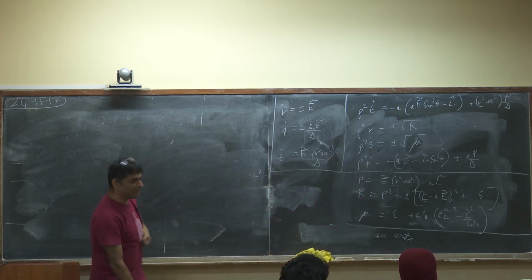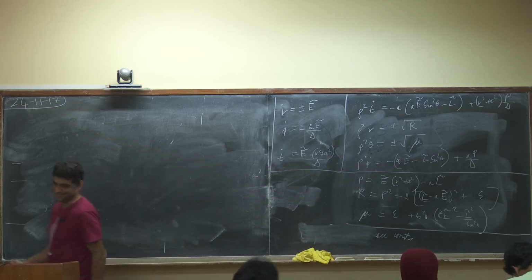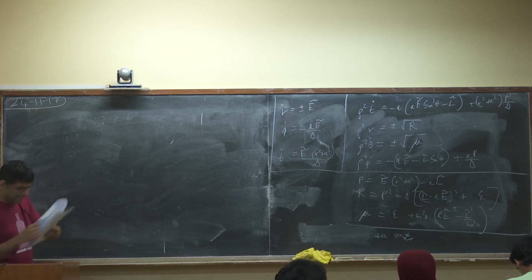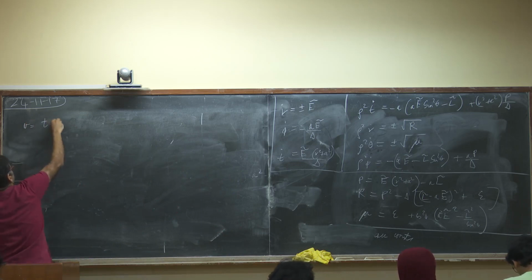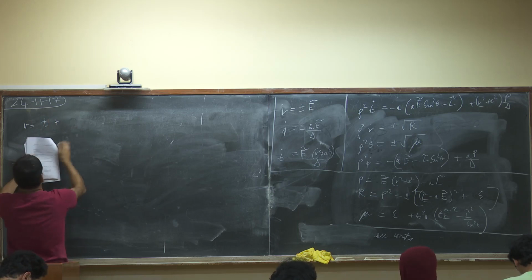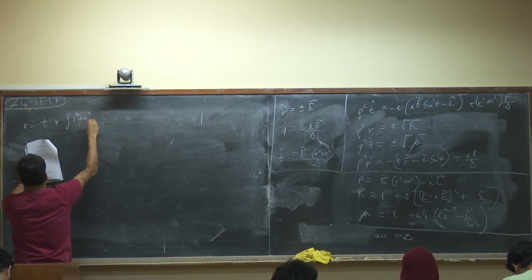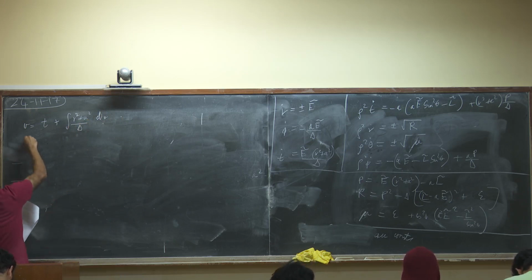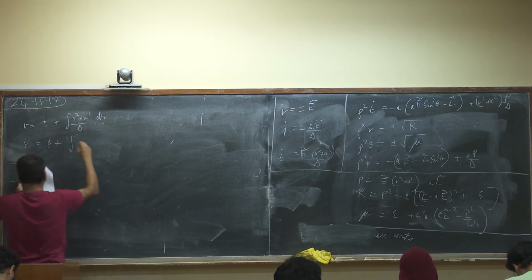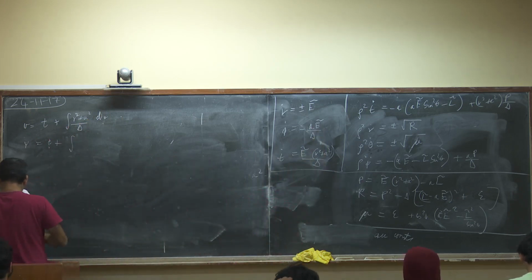Now, the next thing we do is define the following coordinates. Let us define V is equal to T plus integral R squared plus A squared over delta dr. And psi is equal to phi plus integral whatever appears here, A by delta.